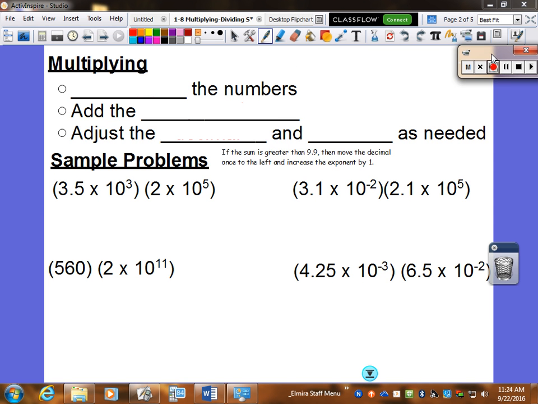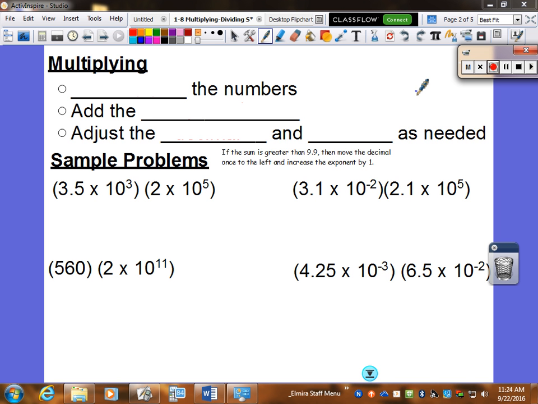Good afternoon. Today our lesson is about multiplying and dividing with numbers that are in scientific notation. Okay, so I'll show you the shortcuts first.